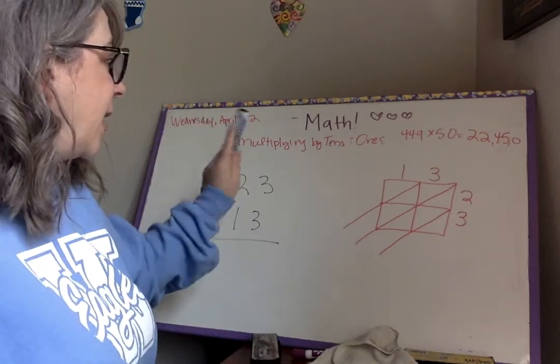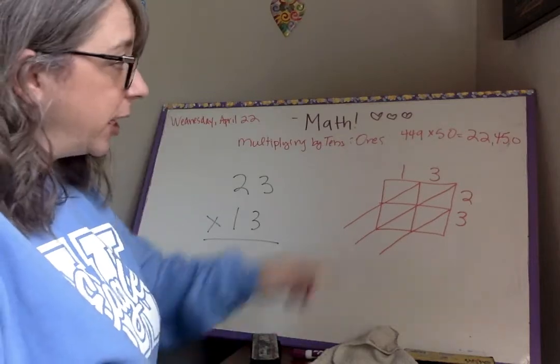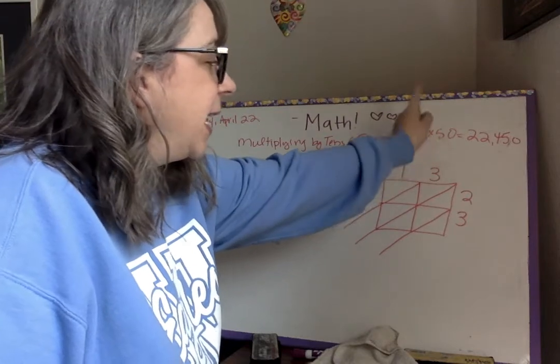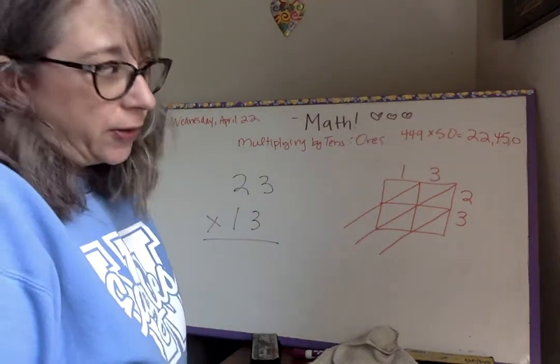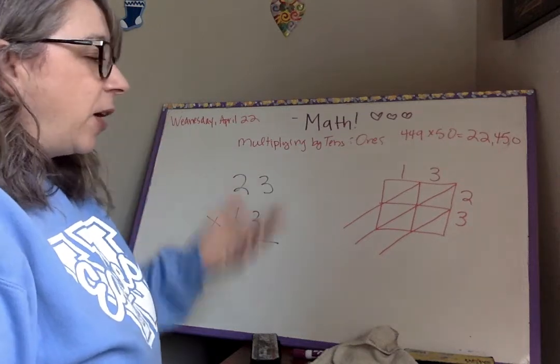We are today multiplying by ones and tens. And from yesterday's problem, I asked you to solve 449 times 50. Your answer should have been 22,450.